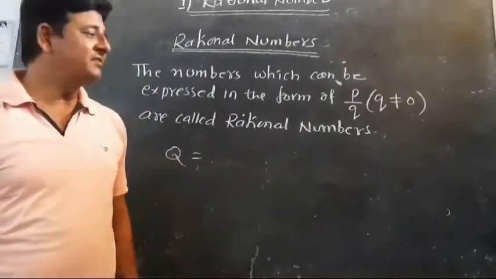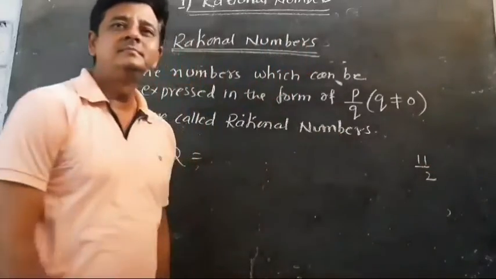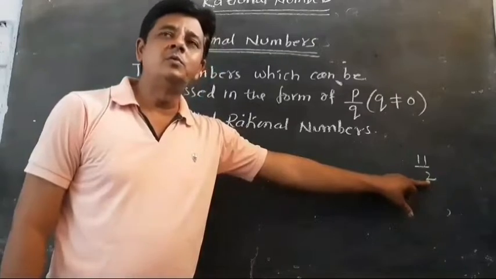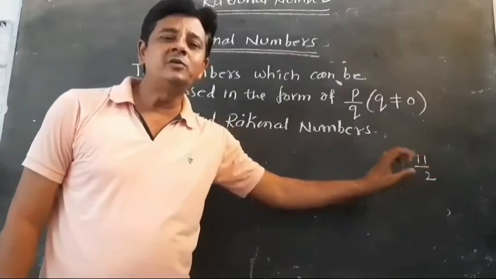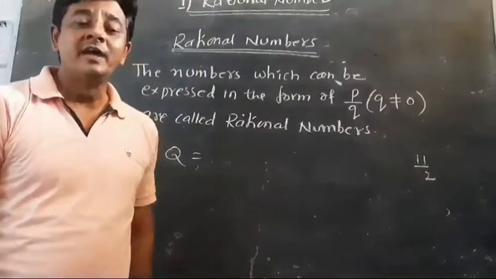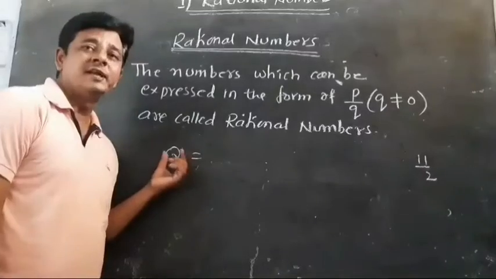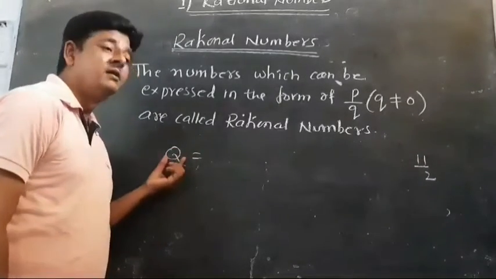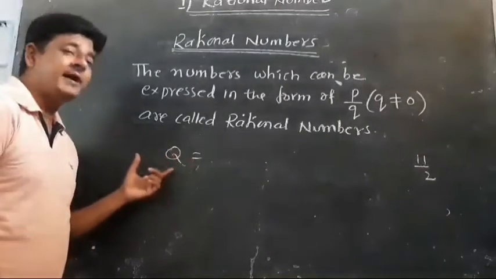In the previous example you took 11 by 2. 11 by 2 is a fraction. Think of P as 11 and Q as 2. P by Q, so it is a fraction. These numbers are said to be rational numbers. Rational numbers are indicated by which letter? Q, for quotient numbers. When you divide, you get the quotient. That's why you can also say quotient numbers. So these are indicated by capital Q.